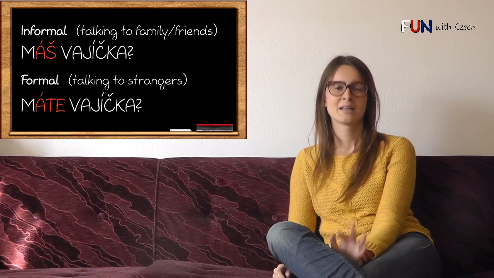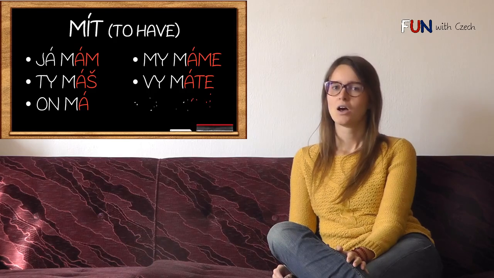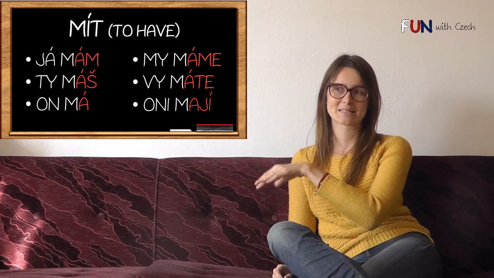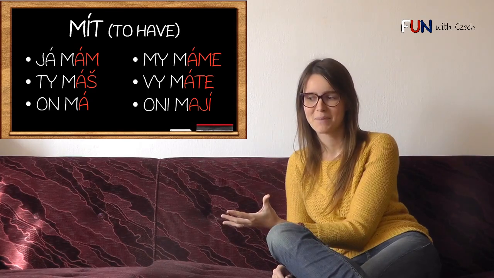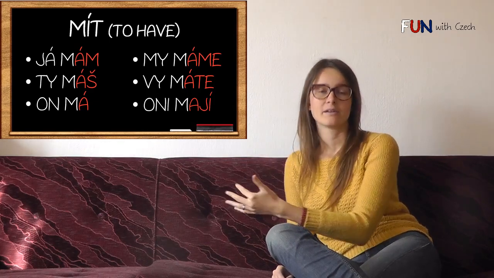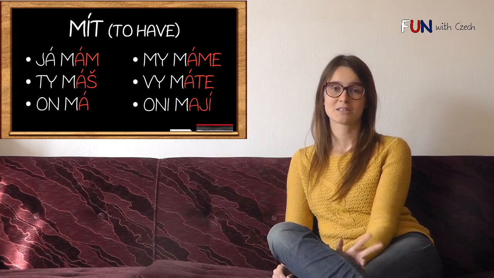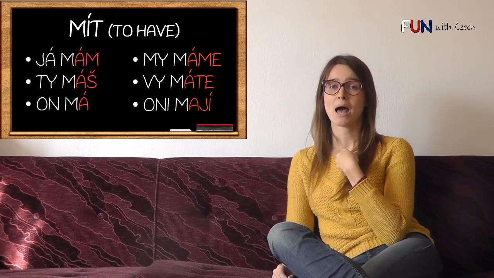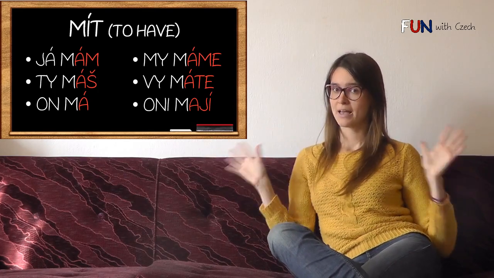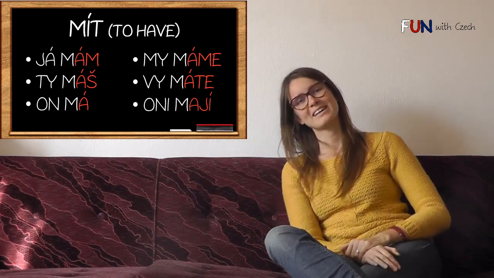And the third person plural, just to have it complete, is gonna be mají. Oni means they, if it's only male subjects or male and female together, then it's oni mají. So just to repeat it fast again: já mám, ty máš, on má, my máme, vy máte, oni mají.